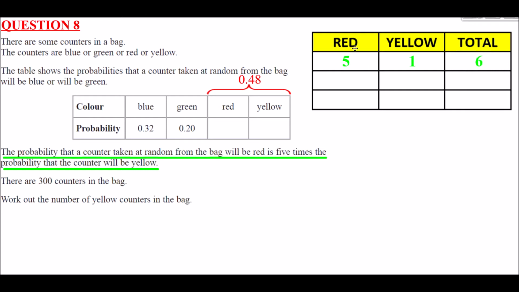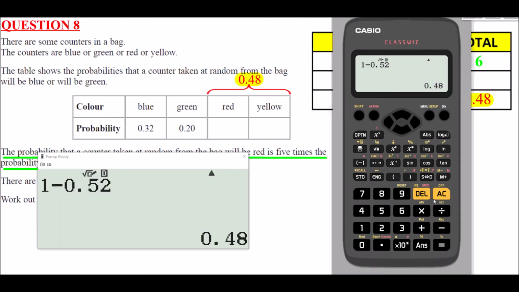So 5 lots of red for every 1 lot of yellow gives us a total of 6. However, we want this total to be worth 0.48. So to go from 6 down to 0.48, because 0.48 is smaller, what do we need to multiply by? Well, we could do 0.48 divided by 6 to work out what we need to multiply by. So 0.48 divided by 6 is 0.08.